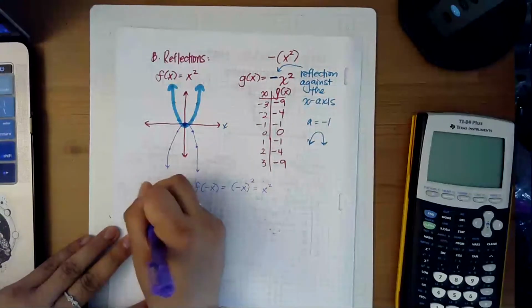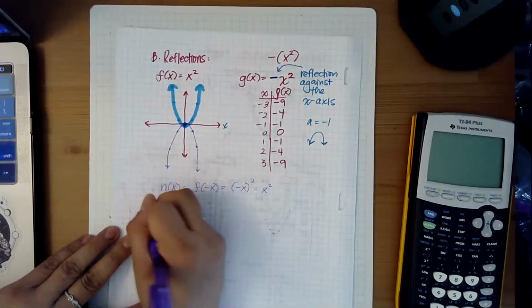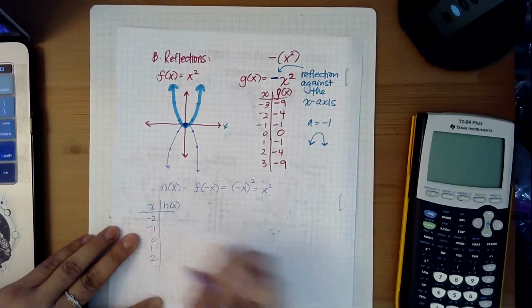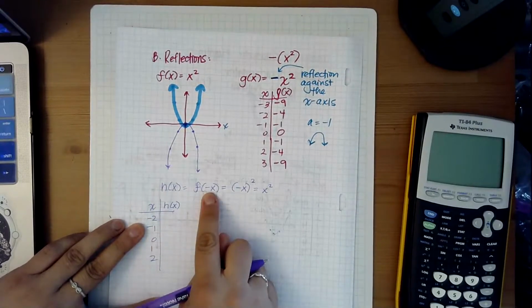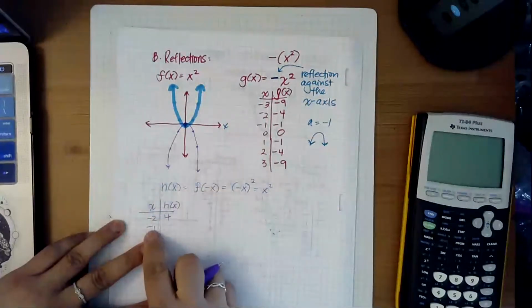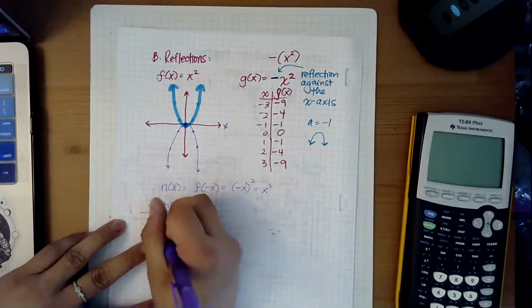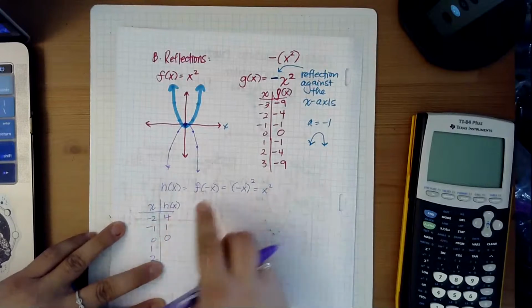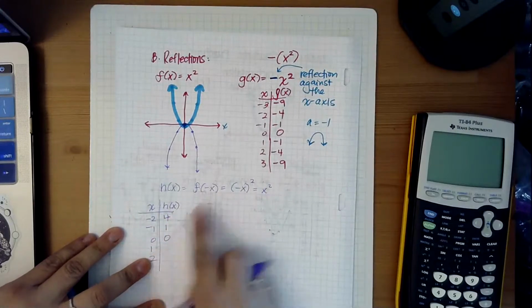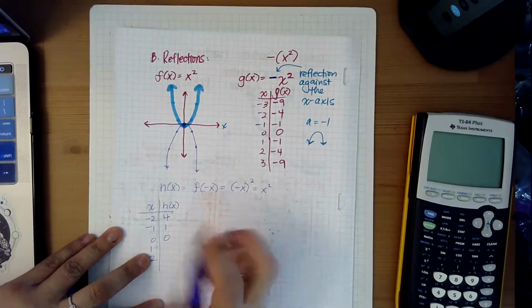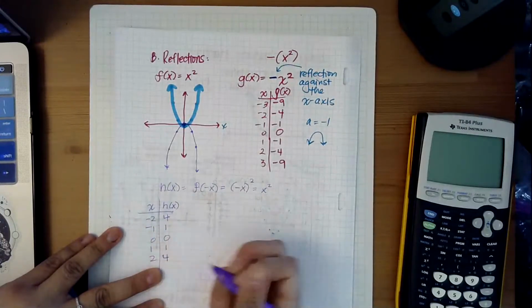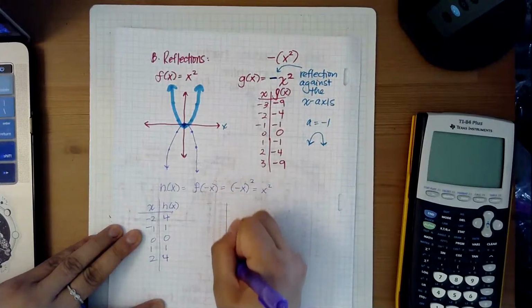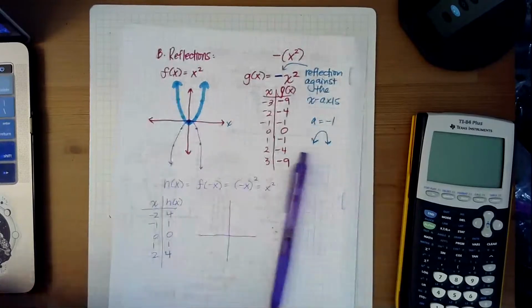So if I look at those values, -2, -1, 0, 1, 2. -2 becomes +2. 2 squared gives me 4. -1 becomes +1. 1 squared gives me 1. 0 doesn't matter because it doesn't have a sign. 1 becomes -1. -1 squared is 1. 2 becomes -2. -2 squared is still 4. It's still the same function as my parent function.